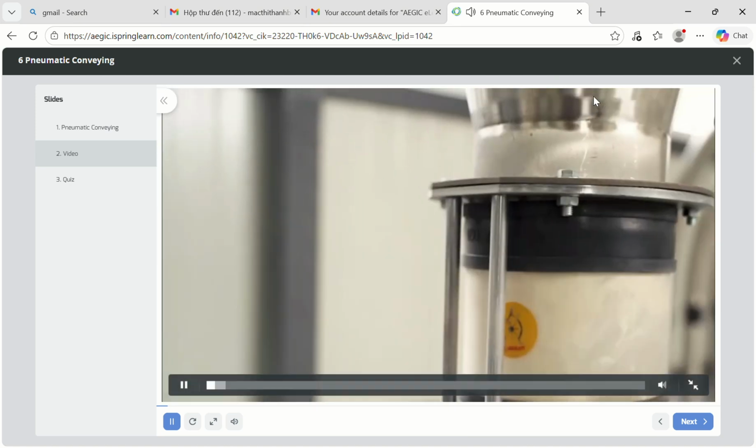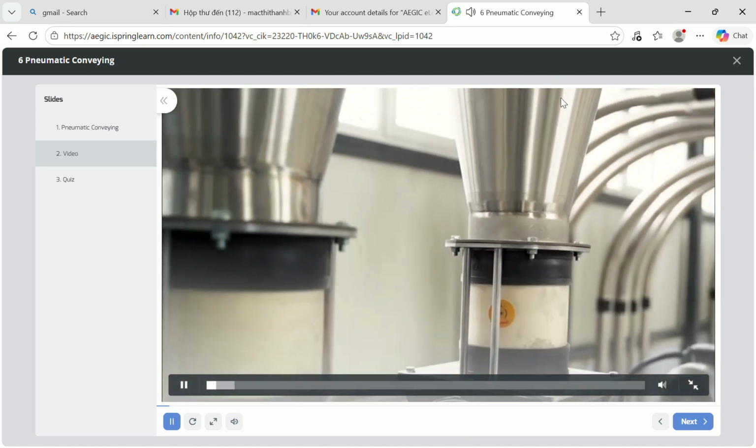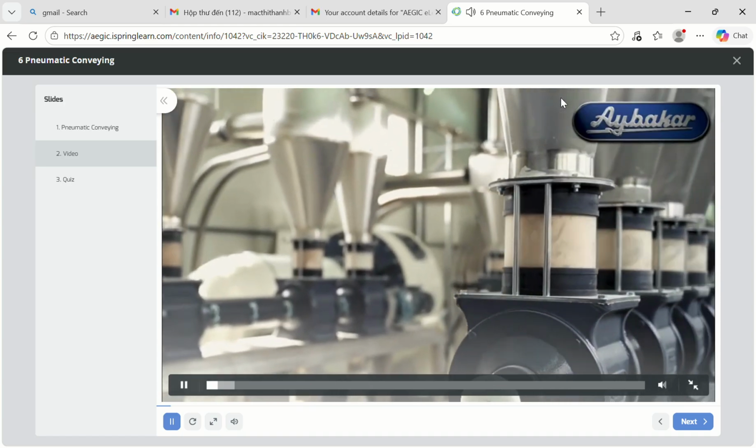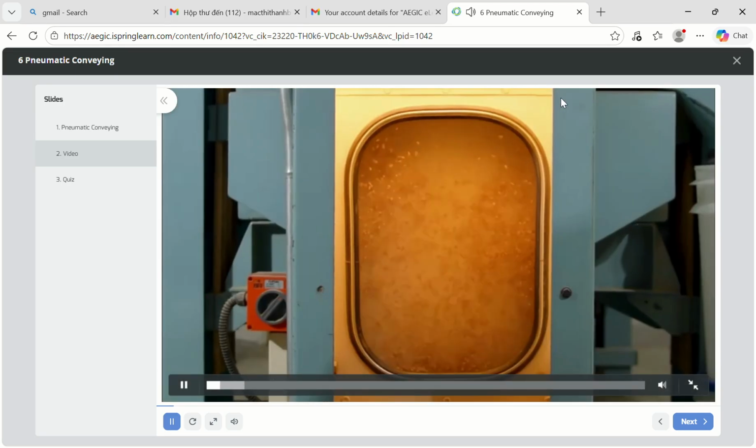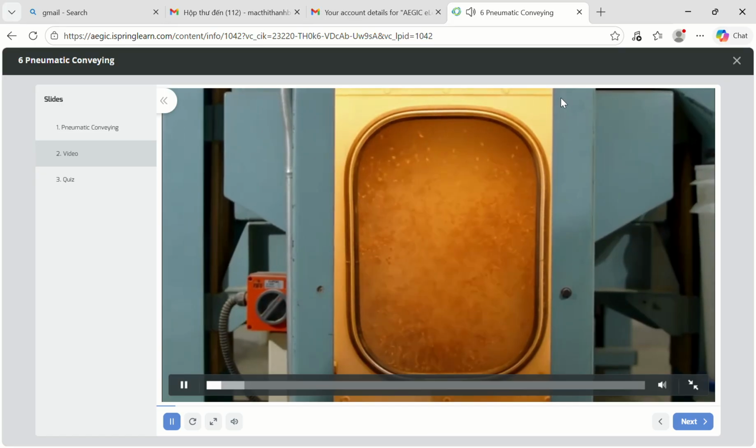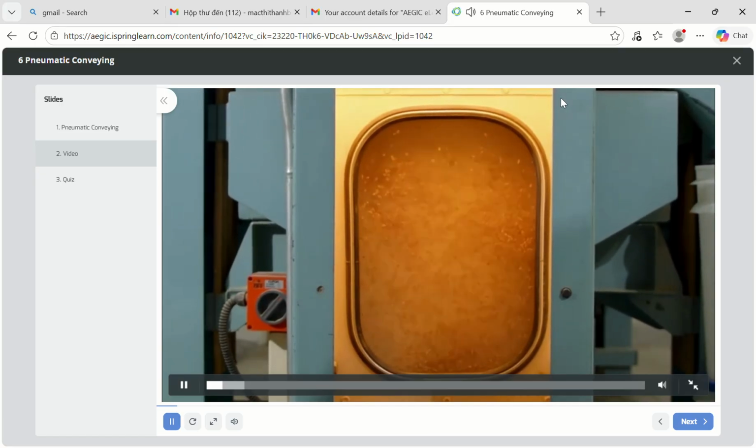Many stocks in the milling process are pneumatically conveyed from one point to another. Additionally, many machines in a mill need to be exhausted by air to achieve their function.